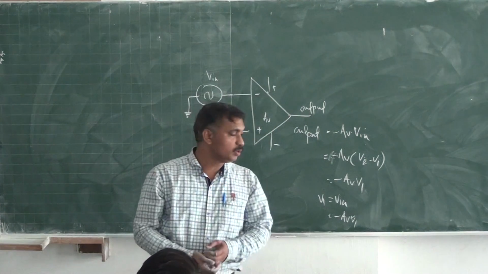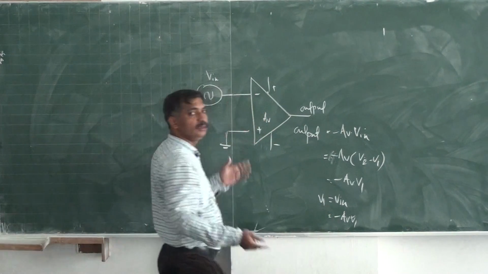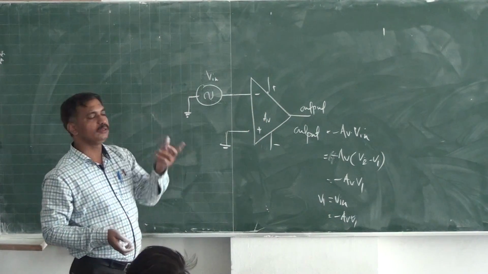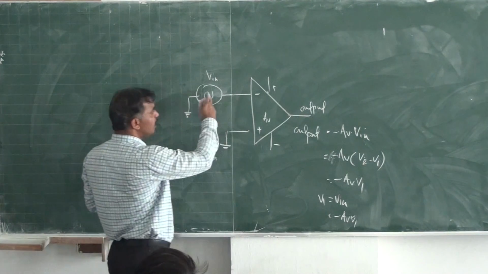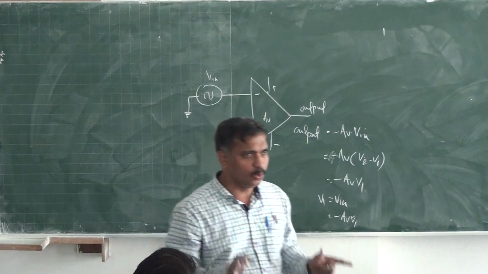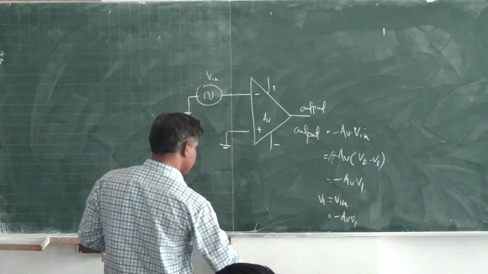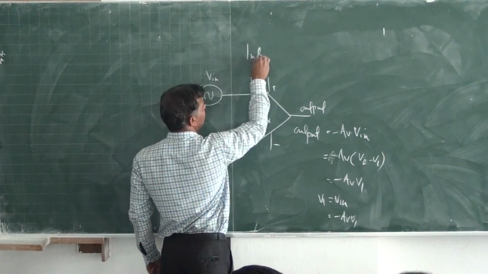Okay. So whatever voltage you apply, it will be amplified, but with negative polarity, or with 180 degree phase shift. This is called inverting terminal. And this inverting terminal is still in open loop. This is called inverting amplifier with open loop.